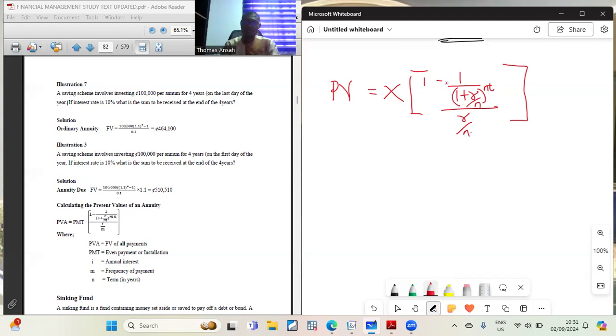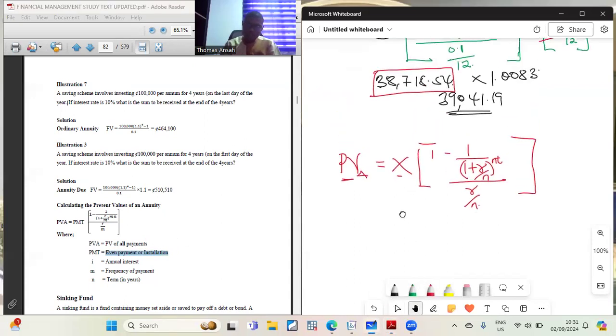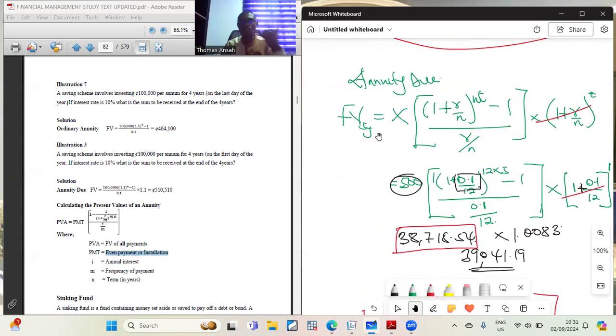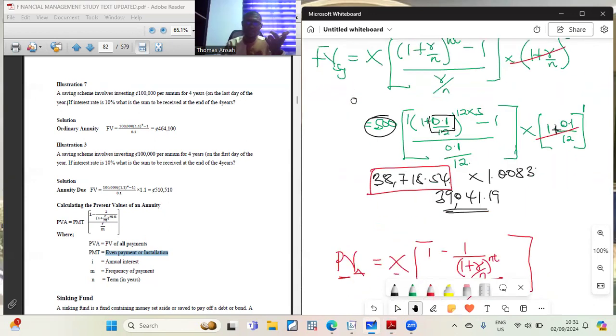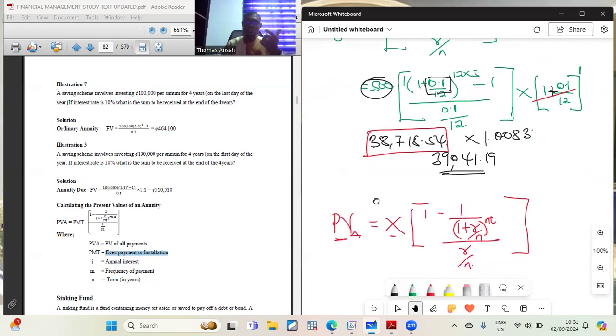Then so this one, you are looking for the present value. So this one means that PVA, which is the present value of an annuity, is the present value of all payments. So what is the present value of this payment as you will be making it? So the frequency of the payment, PMT, the amount that you are paying equally. You see, the difference between this formula and the other formula is that in this formula, you are looking at the future value. Then in this formula, you are looking at the present value.